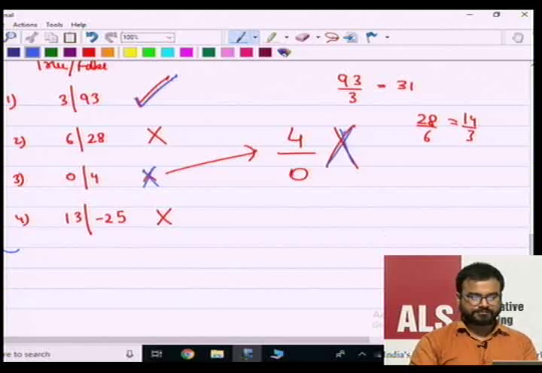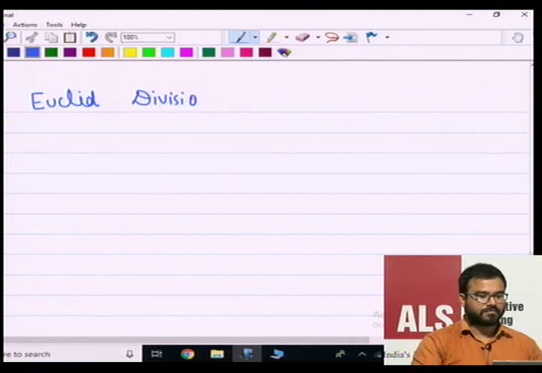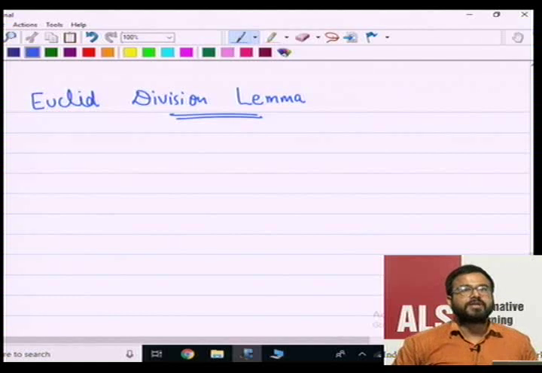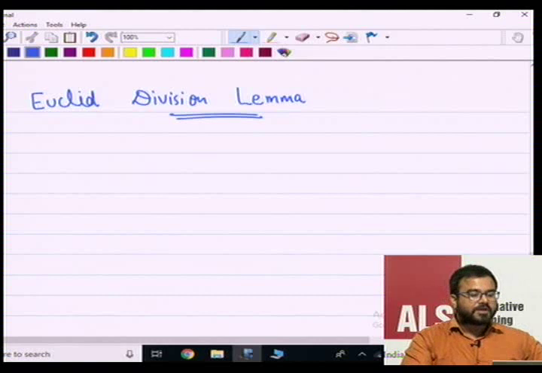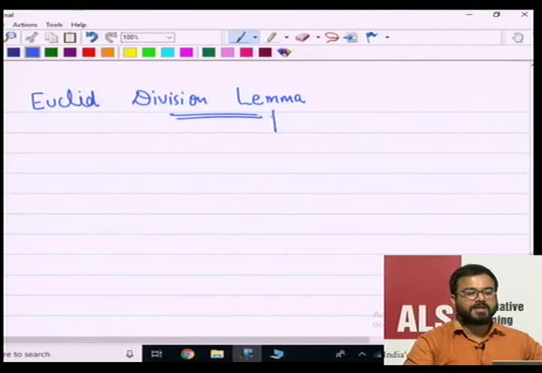Now after this, Euclid division lemma. Note down this statement. Euclid division lemma is the first subtopic which we have to study in this chapter. Euclid was the name of the mathematician. Division, you know, is the process of dividing. And lemma, what do you mean by lemma?